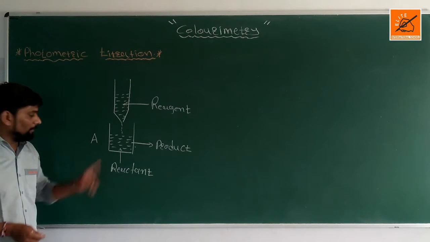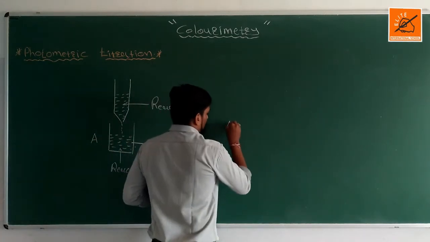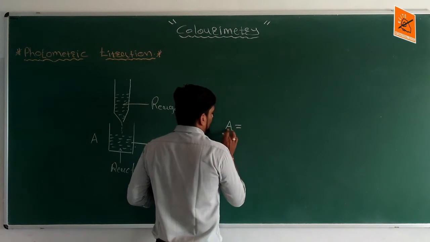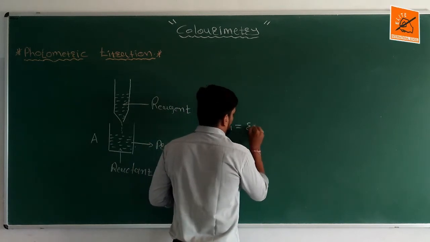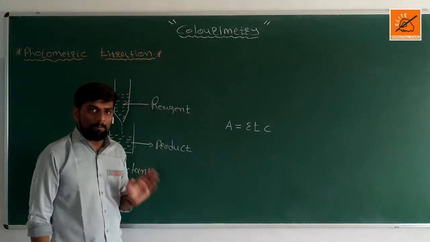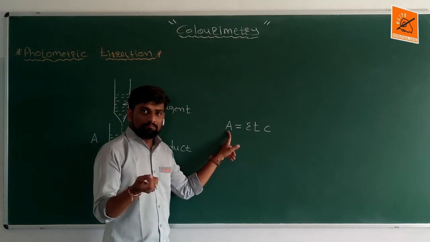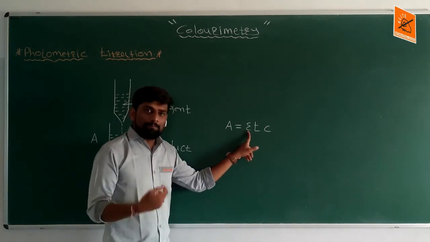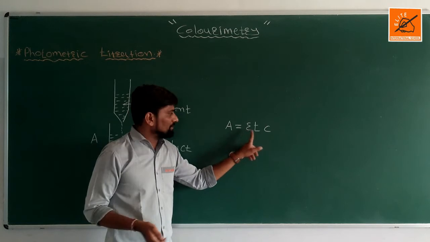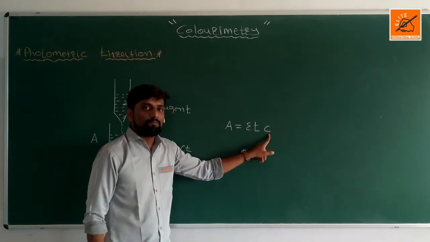For the determination of the endpoint, we use the Lambert-Beer law. The Lambert-Beer law is A = εtC, the mathematical expression in which A is absorbance, epsilon is the absorptivity coefficient, t is the thickness of the sample tube, and C is the concentration of the solution.